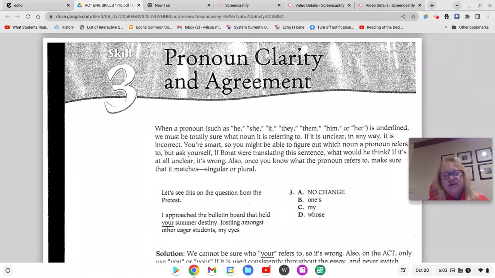Like if I said the student was absent and they turned in their assignment when they got back, that would be incorrect grammatically because it's one student and they is a plural pronoun. So it would have to be the student was out sick and he or she turned in his or her homework upon return.